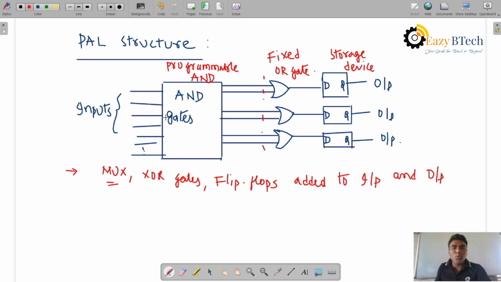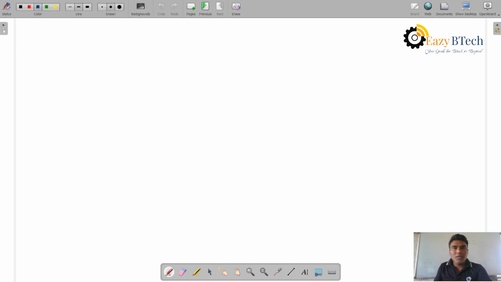Only the AND gate is programmable with respect to the input. OR gates, flip flops, multiplexer, XOR gates are external gates which can be connected to this, at input and output. So it is a PAL structure. Let us see the detailed information about this PAL structure.